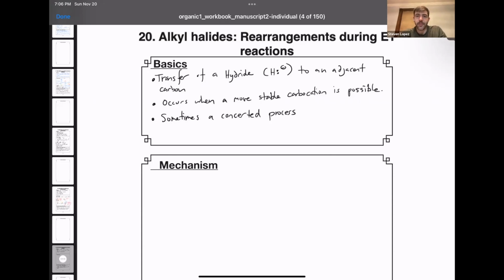Today we're going to talk about rearrangements that are possible during E1 reactions. We're going to use examples that involve alkyl halides. Here's what you need to know about the rearrangements.